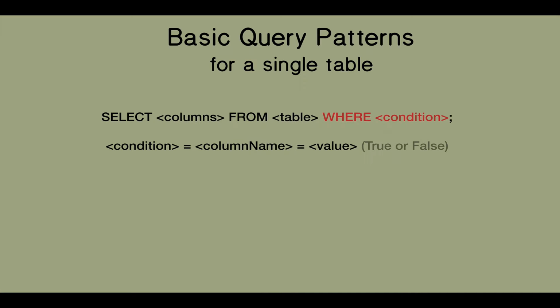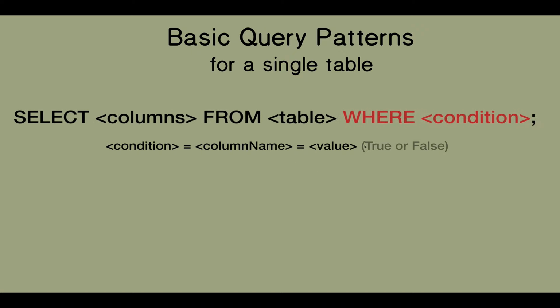Here's the basic query pattern we'll be using in this video. It's select and then some argument columns, which we'll look at shortly, from a particular table. And then this next part in red is optional, where some condition holds. Well, it's optional in that you can have it without, but most of the time you'll be having some sort of where clause in your query.